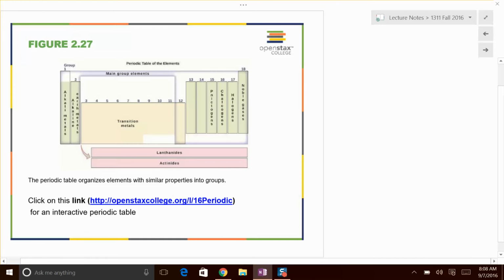Okay, so here we can see some of those groups found on the periodic table, without all the elements. The noble gases, the halogens, alkaline metals, alkaline earth metals, transition metals here. So those are some of the groups there.